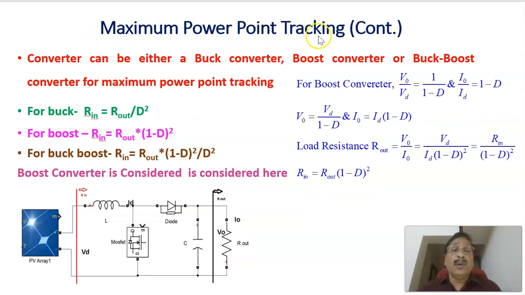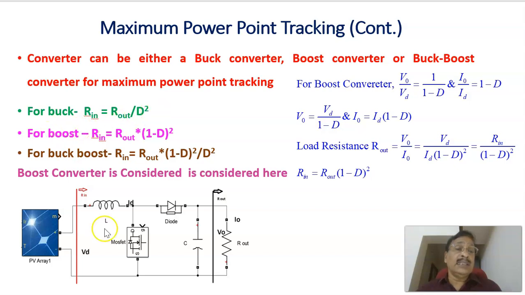Continuing the maximum power point tracking. Here, as I already explained in the previous slide, the converter which is connected between the solar panel and load can be either a buck converter, boost converter, or buck-boost converter for transferring the maximum power from the solar panel into the load. Now, if you are using a buck converter, the relation between the input resistance and the resistance at the output side: the resistance looking at the input side is equal to R out divided by D square.